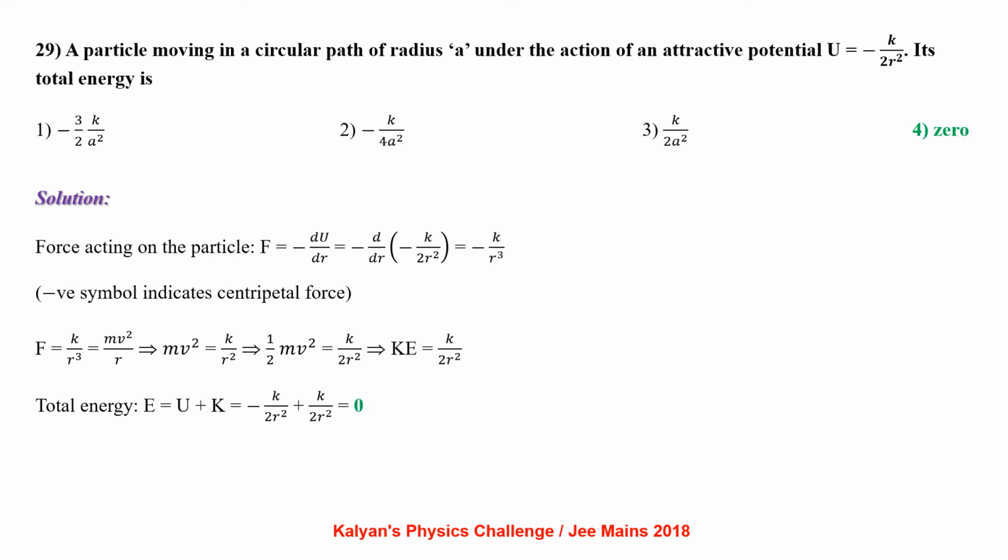So k by r cube equal to mv square by r, from where we get kinetic energy equal to k by 2r square. So the total energy, potential energy plus kinetic energy, is minus k by 2r square plus k by 2r square, which is 0.